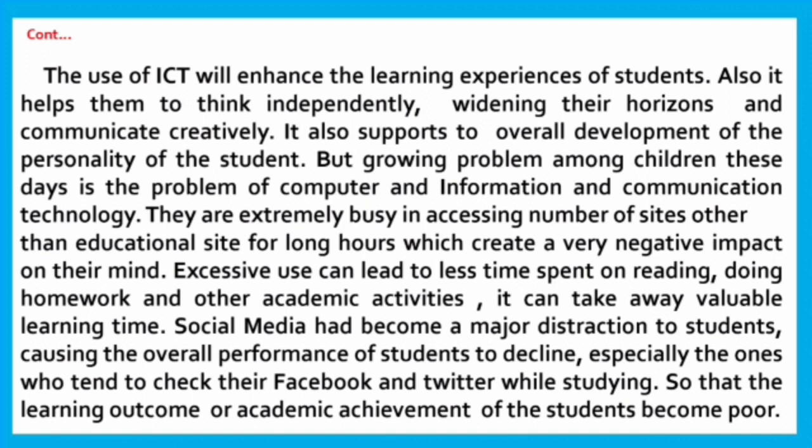Social media has become a major distraction to students, causing the overall performance of students to decline, especially the ones who tend to check their Facebook and Twitter while studying, so that the learning outcome or academic achievement of the students becomes poor. Here, the researcher points out why the academic achievement or learning outcome of the students becomes poor: because they are frequently checking their Facebook and Twitter, which takes valuable learning time, and the students are extremely busy in accessing a number of sites other than educational sites for long hours, so that they spend less time on reading or doing their homework and other academic activities.